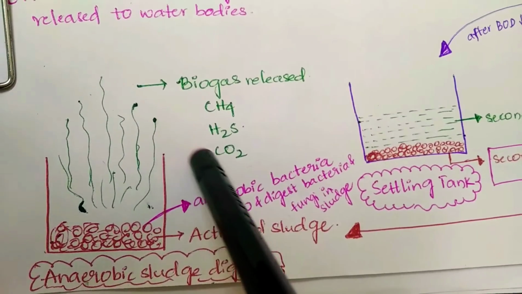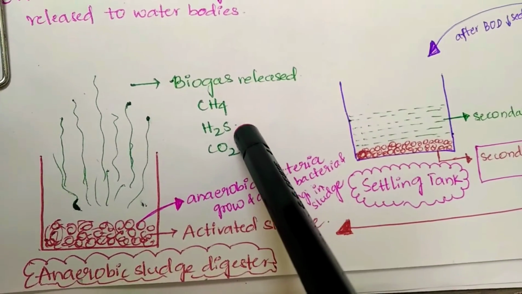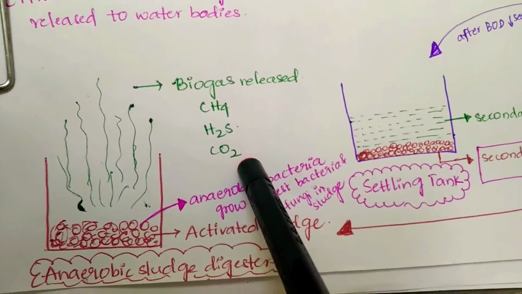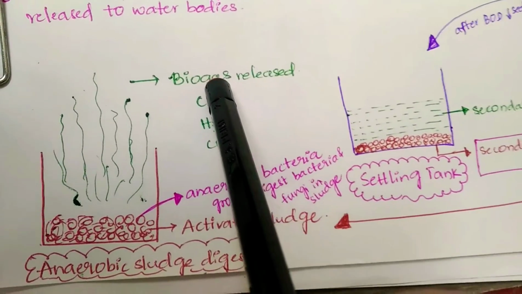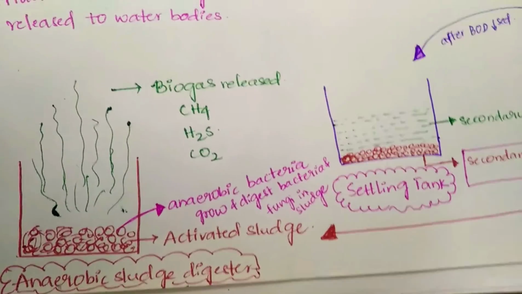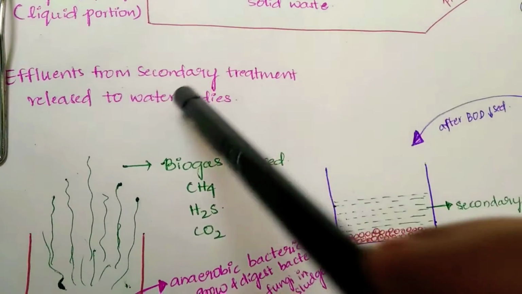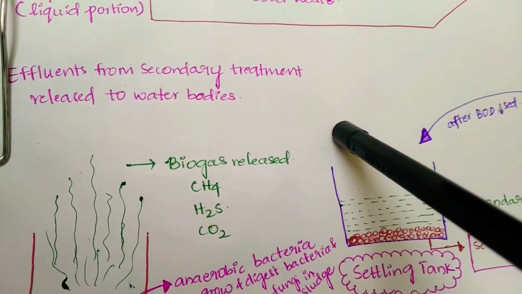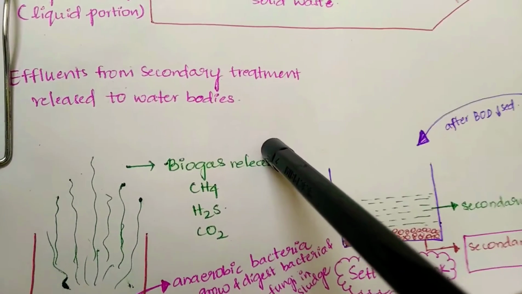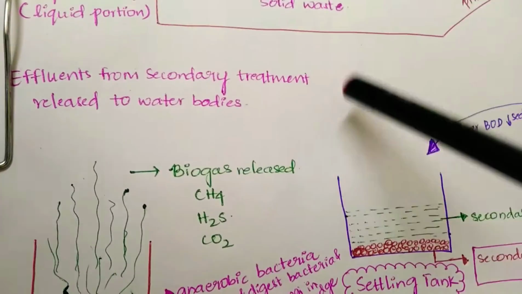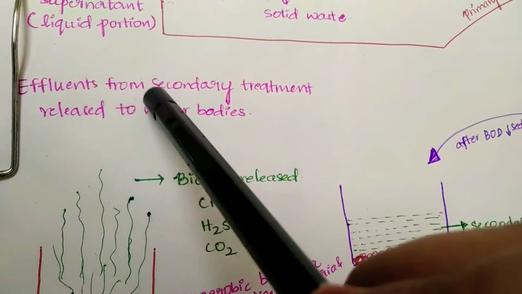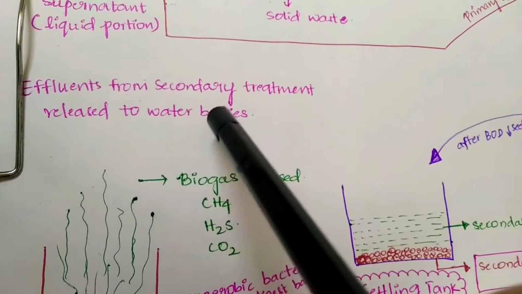What are the biogases? CH4, H2S, CO2. All these gases are released. Then the secondary effluent from the secondary treatment is released to the water bodies, which means it is safe to dispose.